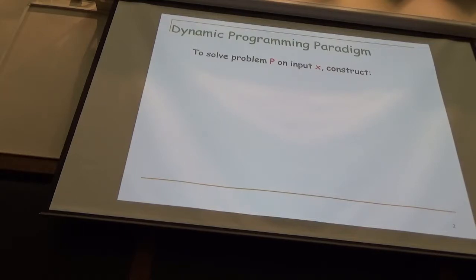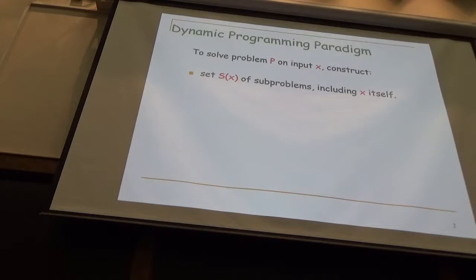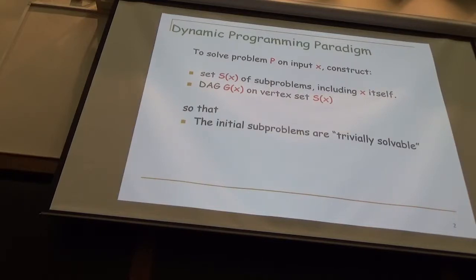set the stage. So I have a problem P on input X, and what I do is construct a set of subproblems, which includes the problem itself. And then we're going to have a directed acyclic graph on the set of subproblems. And here's what we want, the initial subproblems. So the subproblems that are sources in the graph, that don't have any edges in, those are trivially solved.